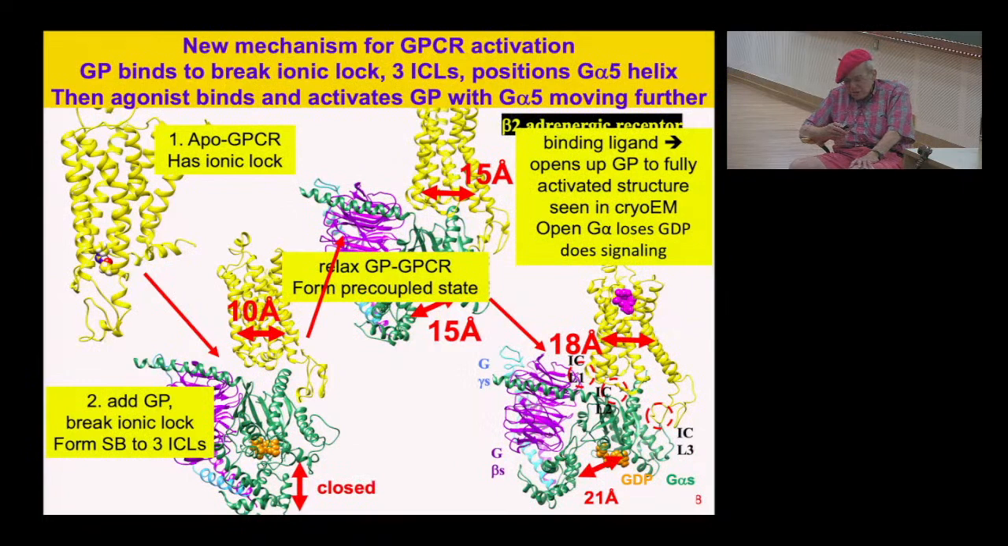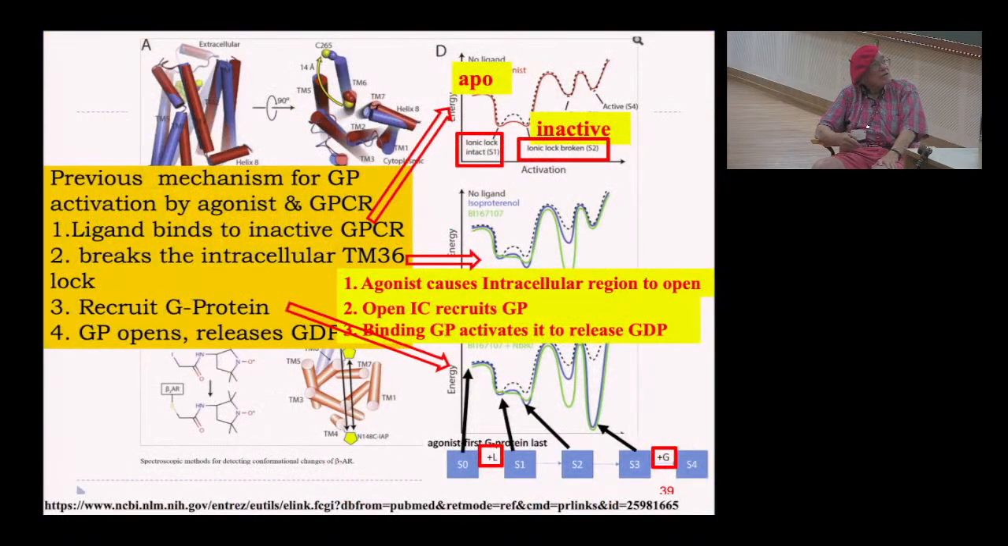So here's the overall picture. You start off with the inactive GPCR. It generally has an ionic lock that holds it inactive. G protein comes in. The C terminus of the G-alpha breaks that ionic lock. It gets partially inserted and waits patiently with the GDP still held tightly until the ligand comes in. The ligand comes in, activates it, and then you get this full opening up of the G-alpha and releasing the GDP. So that's the mechanism. Again, all 15 of these cases for Class A work that way.